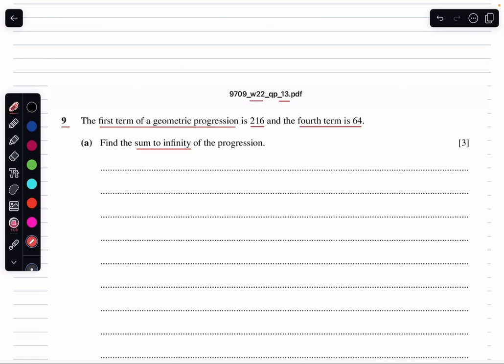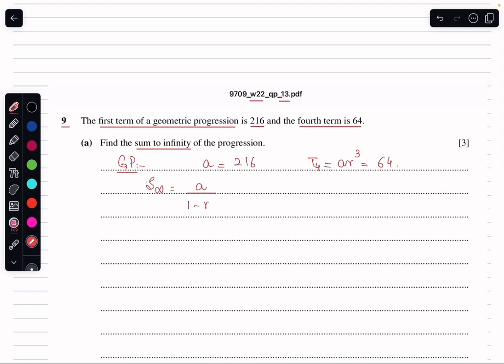So we have the geometric progression here, and for this geometric progression we have the first term, which is a, 216, and we have the fourth term, which can also be given as ar cubed, and this equals 64. So we have to find the sum to infinity. Sum to infinity is given by the formula a divided by 1 minus r. We have the value of a, but the common ratio is missing.